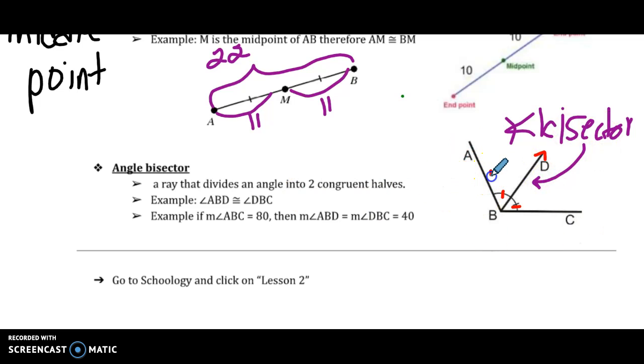So that means that this would be 40 and this would be 40 if this entire angle is 80. Okay, so if the whole angle is 80, the bisector will cut it into 2 congruent parts.